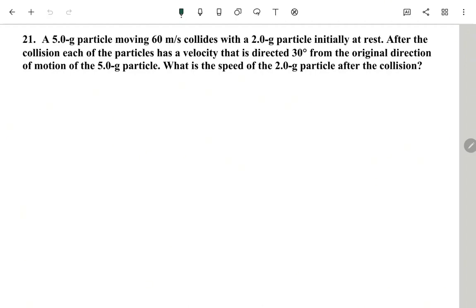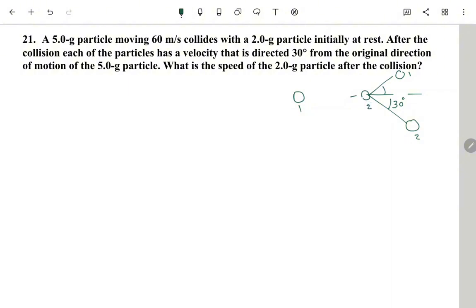Now again, we have an object colliding with another object. One object moves making 30 degrees with the horizontal, and the other object, this is 1 and this is 2, makes 30 degrees with the horizontal as well. Now we would like to calculate the speed of the 2 gram object, this one here.